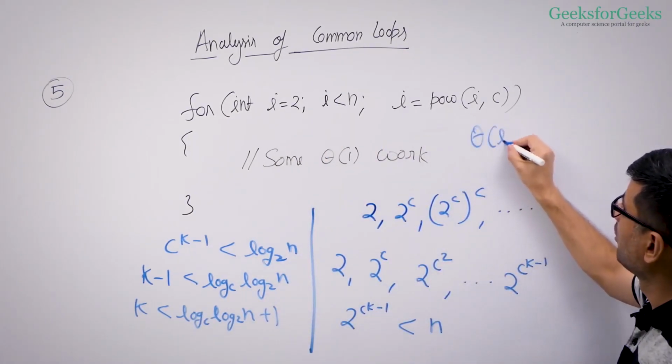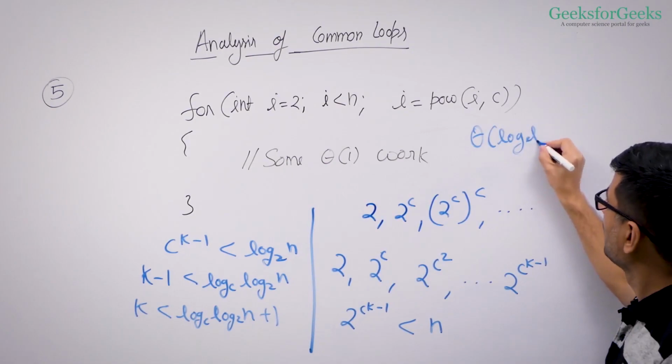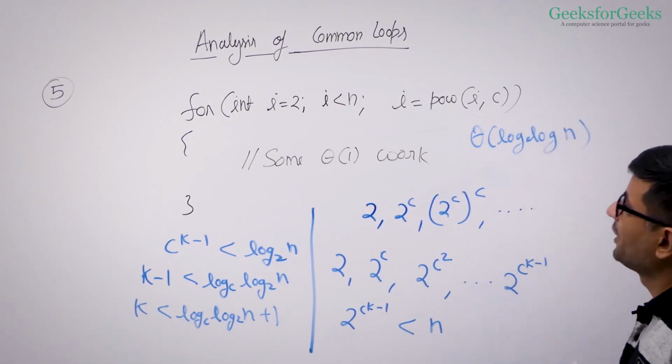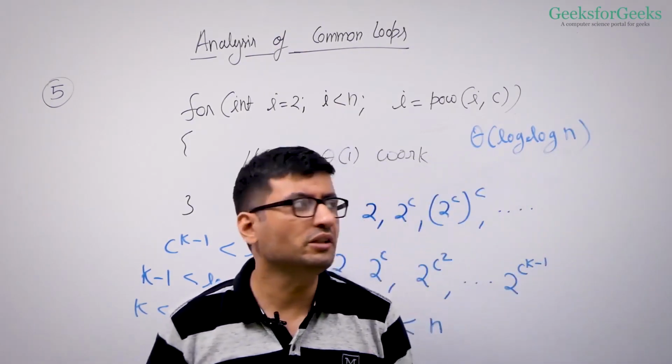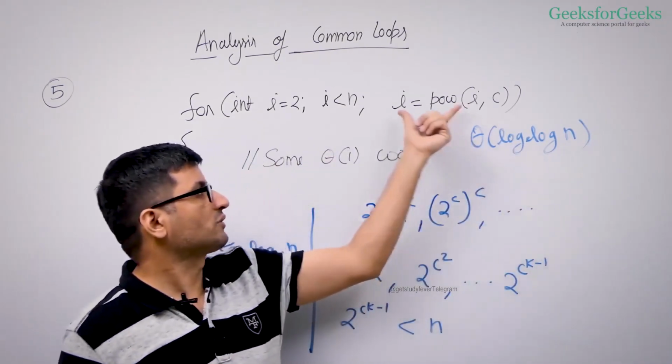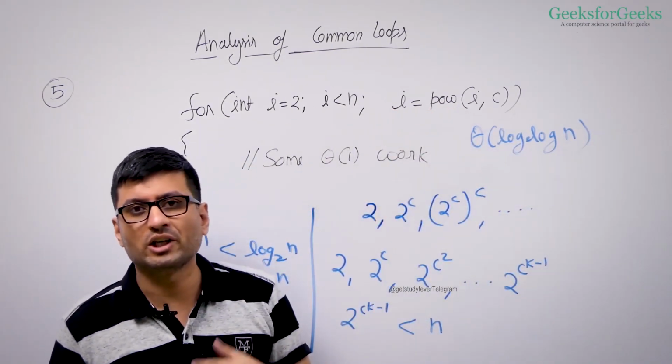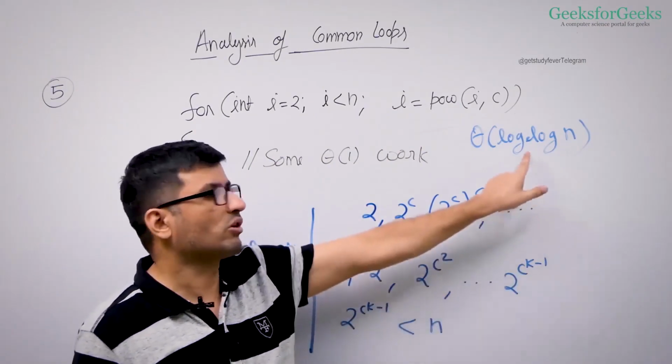theta of log n. Again, base of log does not matter. It can be any base. So the order of growth of such functions where we are increasing a value by doing powers becomes log n.